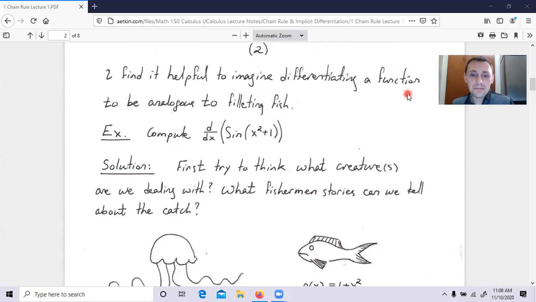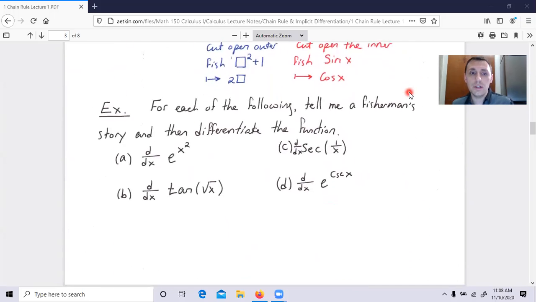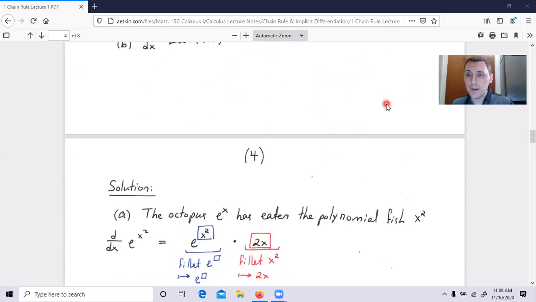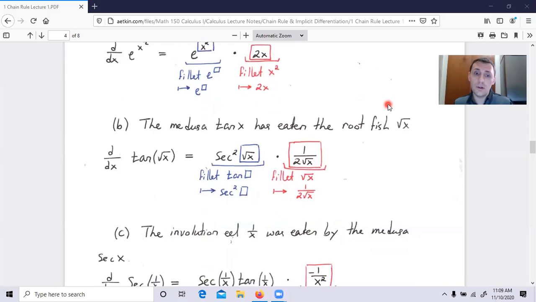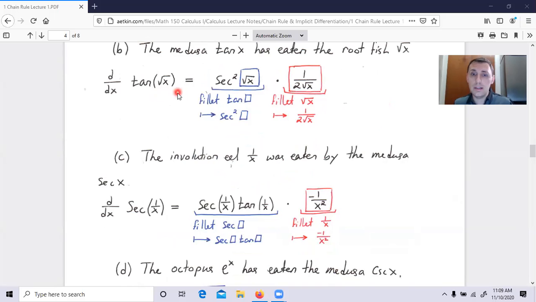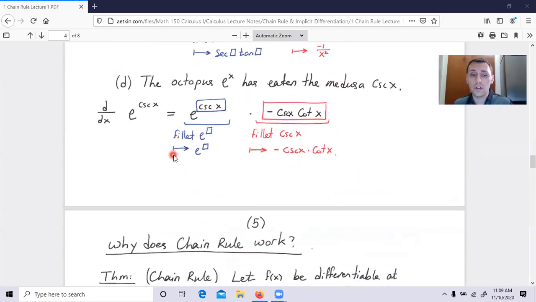So what happens here is when I take the derivative of a composition, I take the derivative of the outer function first. It's like filleting a fish, or if you're a vegetarian, peeling off the layers of an onion. I differentiate the outside first. For example, the derivative of tangent of root of x is secant squared of root x times the derivative of root x. The derivative of secant of 1 over root x is the derivative of secant, which is secant tangent, and inside you find 1 over root x, multiplied by the derivative of 1 over root x.